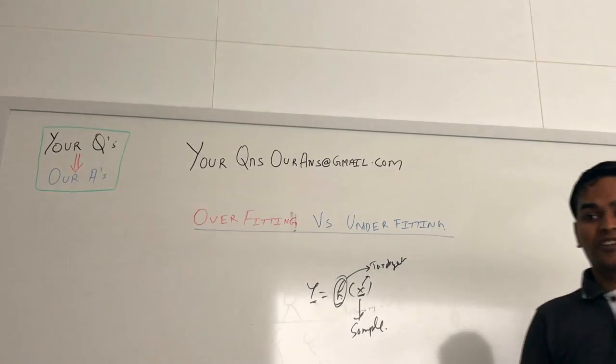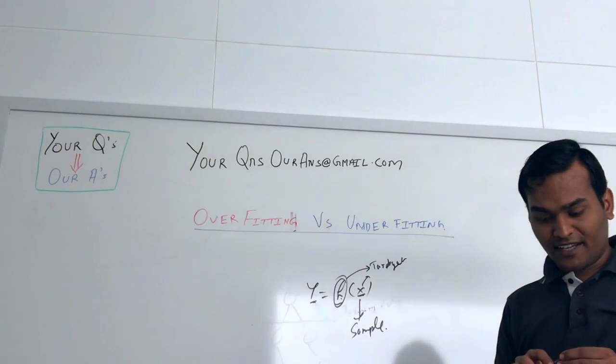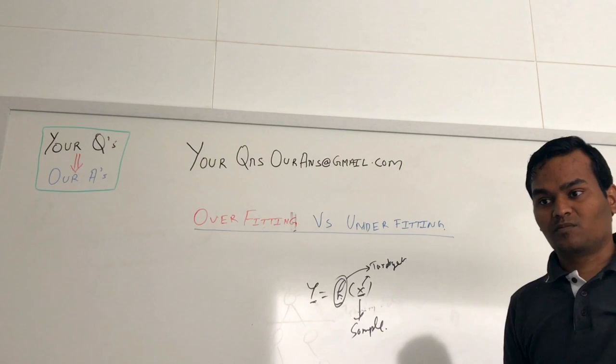In our next session, we will be covering how to avoid overfitting and how to evaluate overfitting in the case of decision trees, neural nets, k-means or any other algorithm.